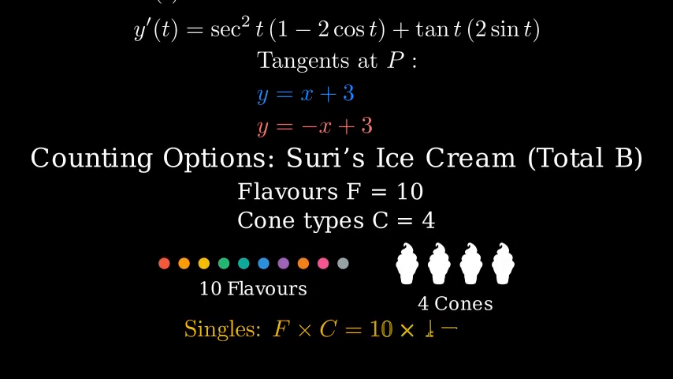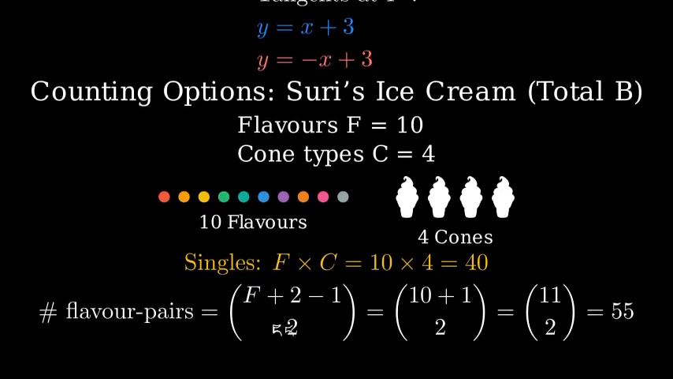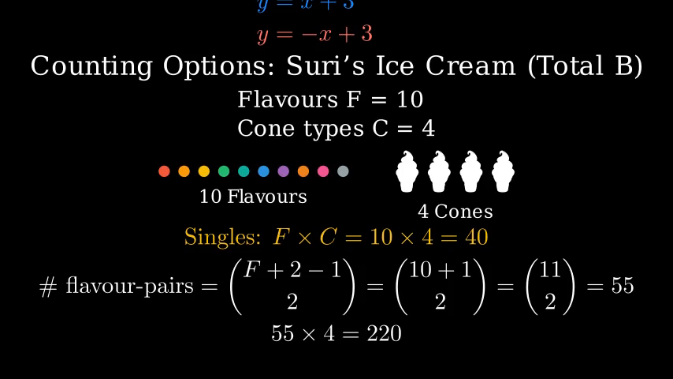Single scoop choices are straightforward. Flavor times cone equals 10 times 4, which is 40 options. Now, for double scoops under total B. The order of scoops does not matter, and you may repeat a flavor. That is combinations with repetition. The number of flavor pairs is choose 2 from 10 with repetition, which is the binomial of 11 over 2, equal to 55. Each flavor pair can use any of the 4 cones, giving 220 double scoop options.